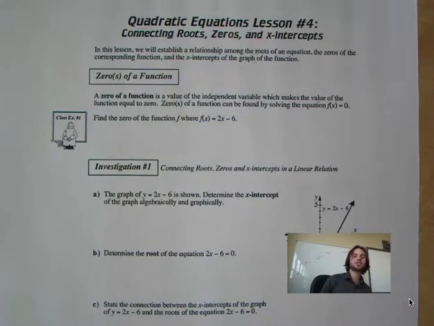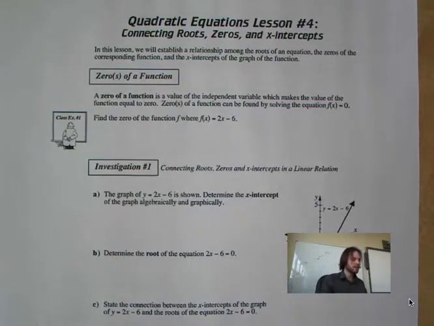Hello Math 20-2. Today we're doing our fourth lesson on quadratic equations, and in this lesson we're going to see the similarities of roots, zeros, and x-intercepts and what they are. They kind of all are the same values, and we're going to see why. So here's our first example.